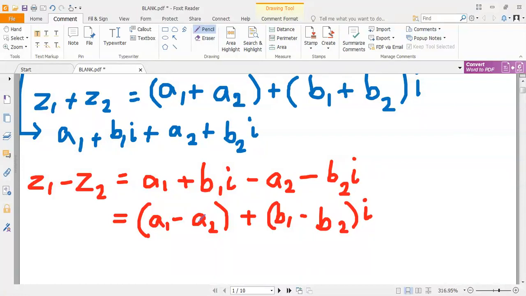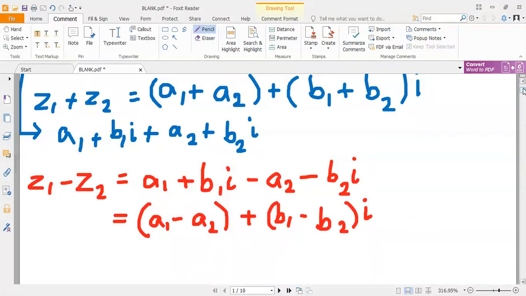If you want, you can skip this step, and what you'll be doing is you'll just be looking at the real parts of the two complex numbers, and you will subtract the second complex number from the first, based on what you need to find out. You will subtract one from the other while just looking at the real part, and then you'll look at the imaginary part, and then you'll be subtracting one from the other. So that is how you do subtraction.